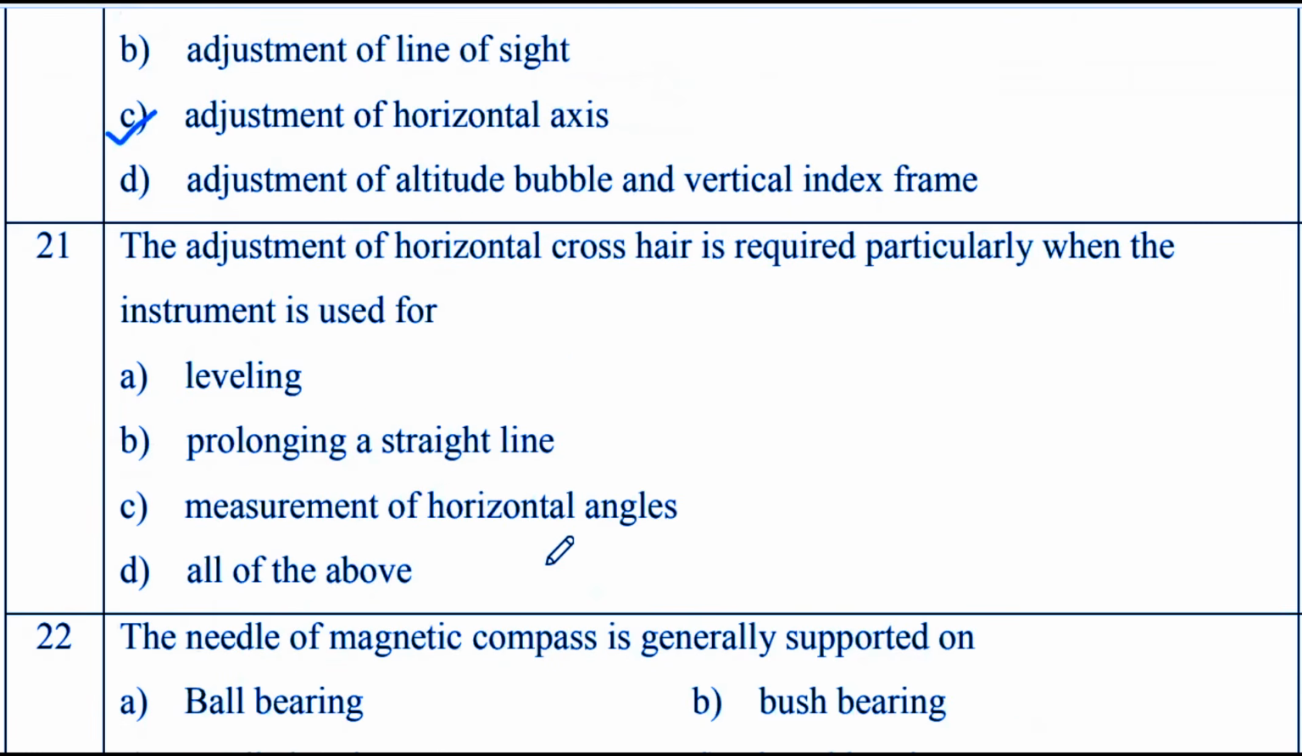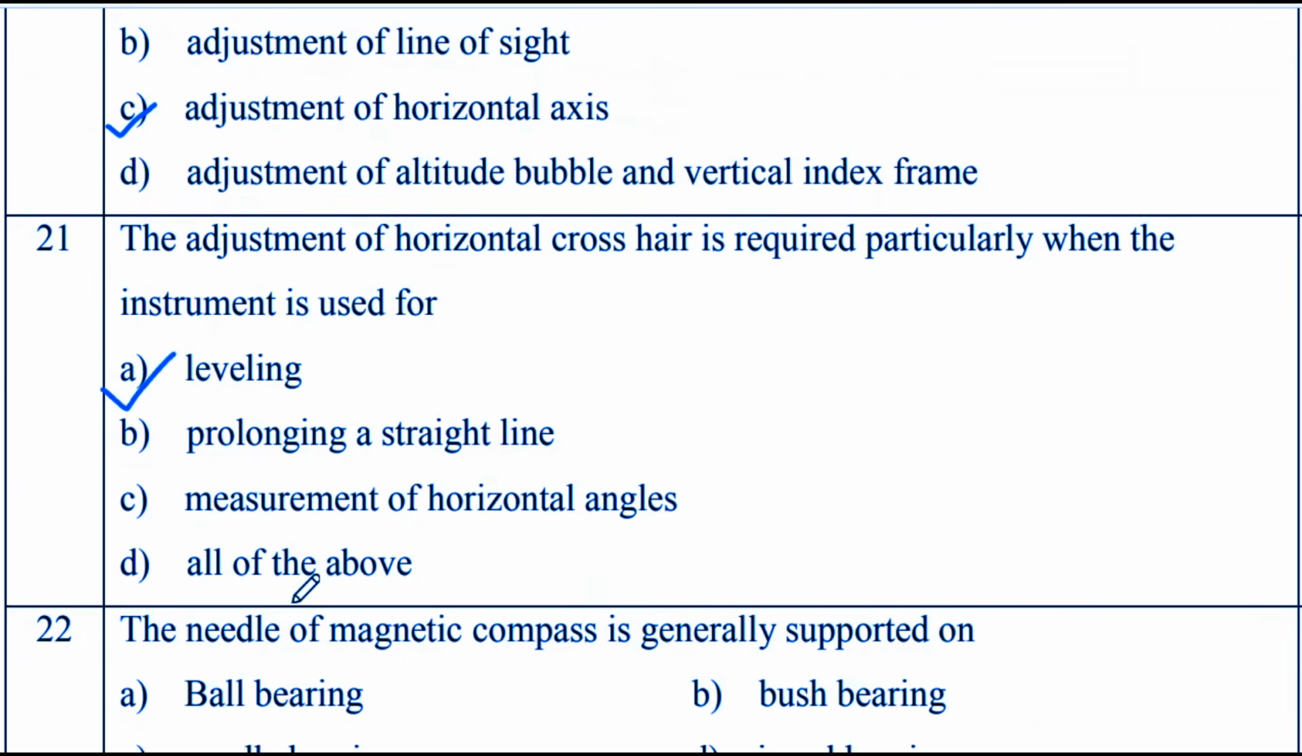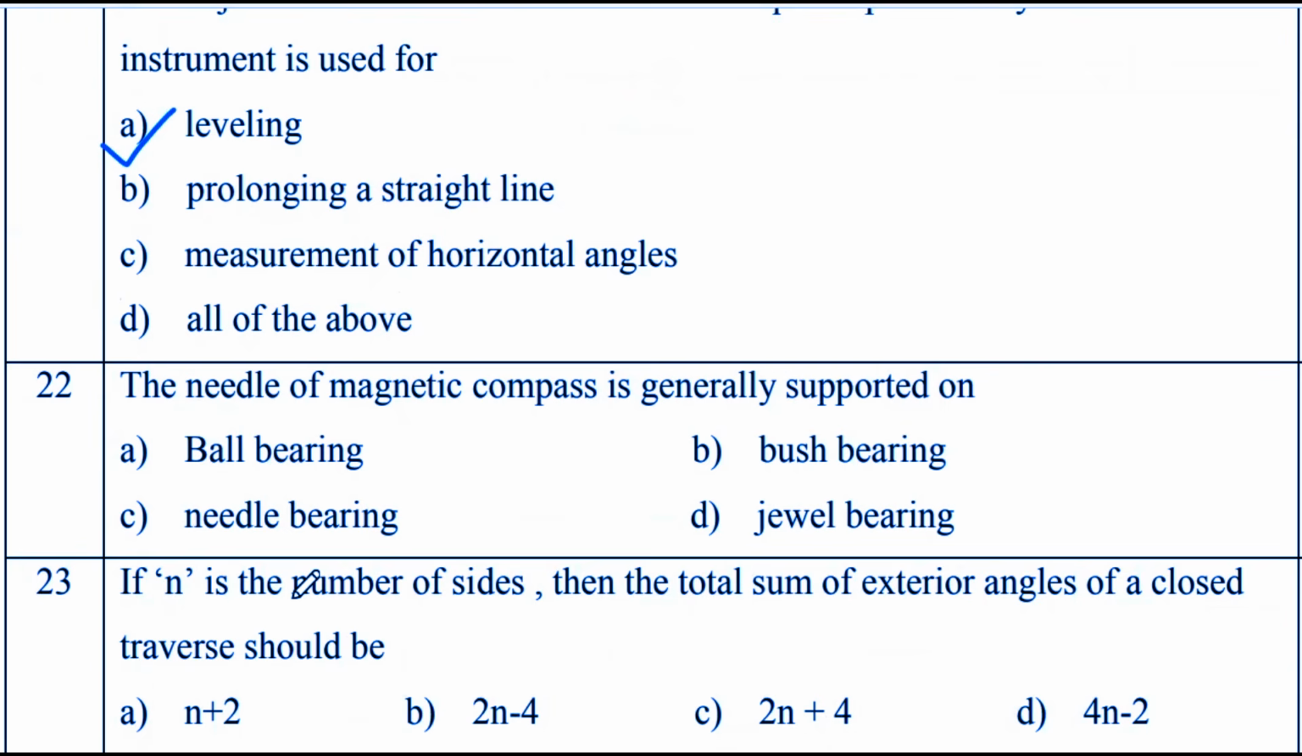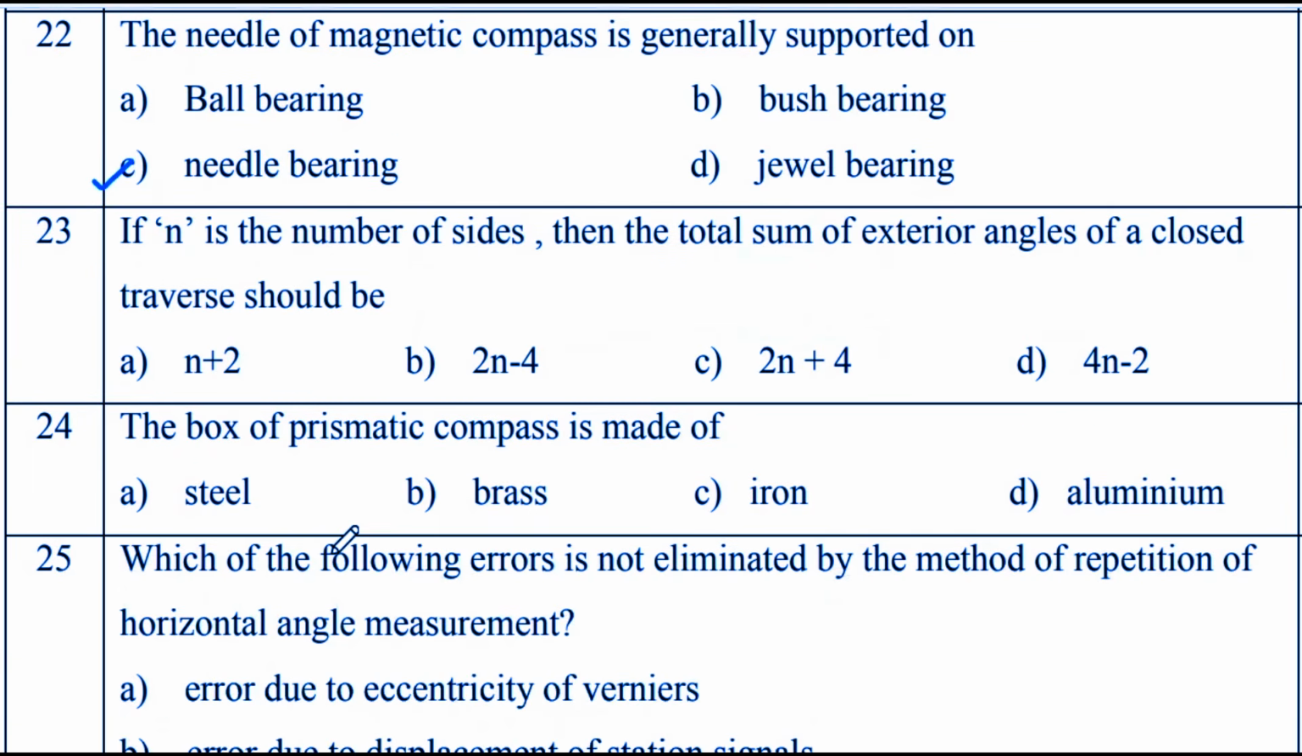The adjustment of horizontal crosshair is required particularly when the instrument is used for leveling. The needle of magnetic compass is generally supported on needle bearing. If n is the number of sides, then the total number of exterior angles of a closed traverse should be. Very important question. So it is 2n plus 4.